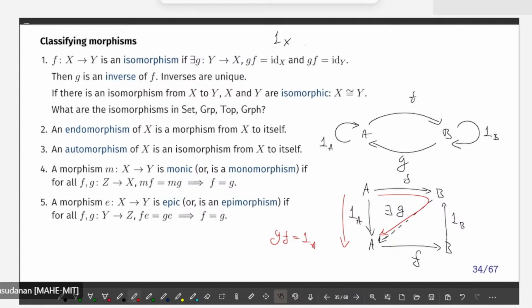Oh, this is written wrongly. Sorry. This should be FG. Yeah, GF is equal to 1A. Sorry, please correct that. Okay. It's FG.